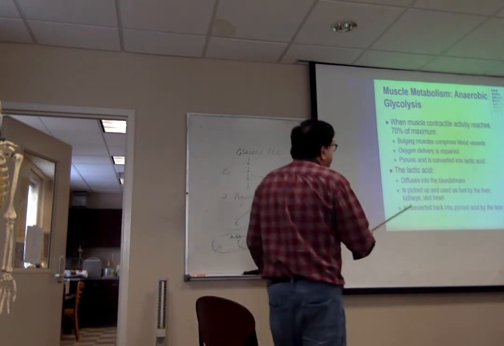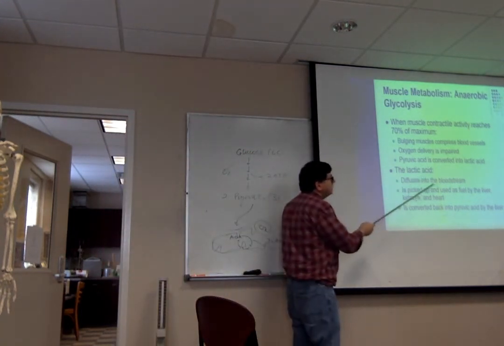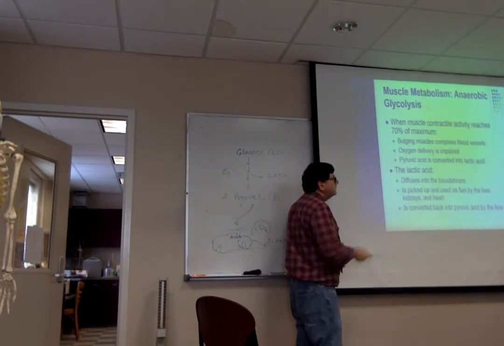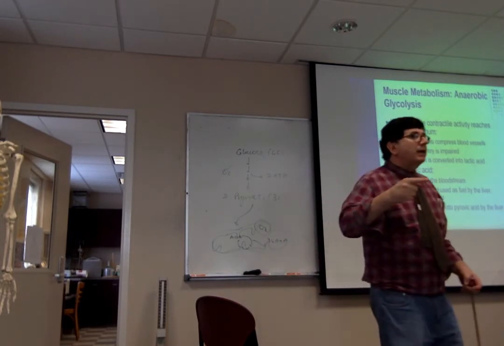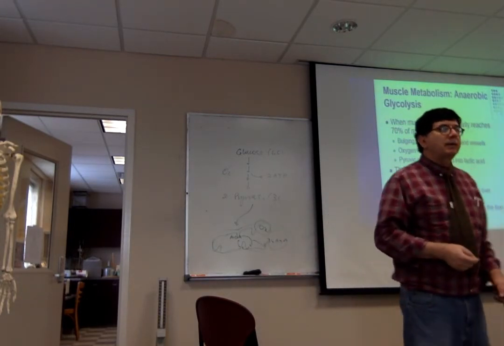Now, the lactic acid is going to leave the muscle cells and enter into the bloodstream. Okay? It's going to be picked up and can be used as fuel by different organs. In the liver, it can be converted back to pyruvate.